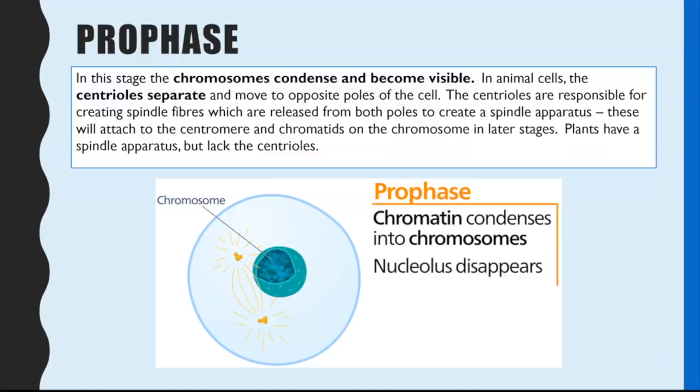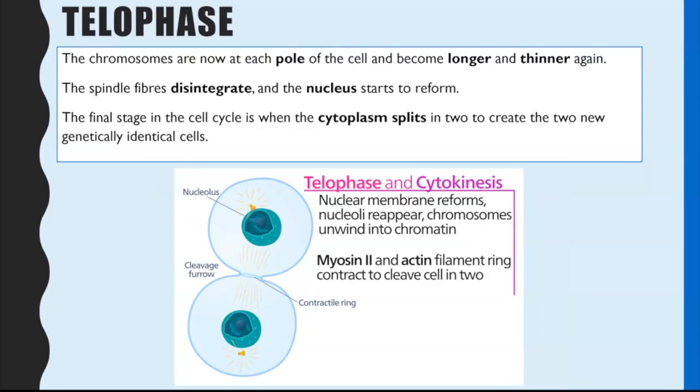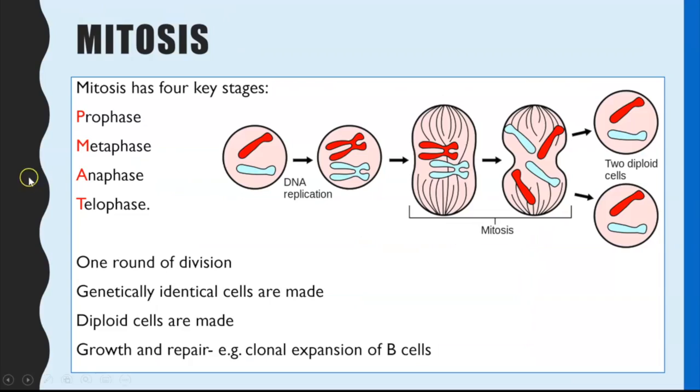So for each stage, you could be asked to describe what is happening to the chromosomes and within the cell during each of these four stages of mitosis. So prophase is the first one, metaphase is second, anaphase is the third, telophase is the fourth. And if I just go back to this bit where I've highlighted in red, the reason I've done the first letters in red is just to help you to remember PMAT is the order.